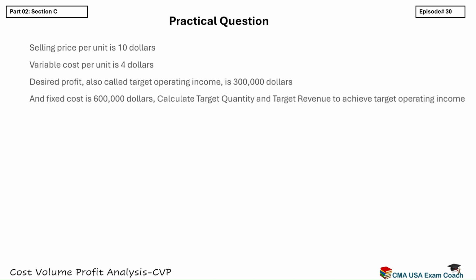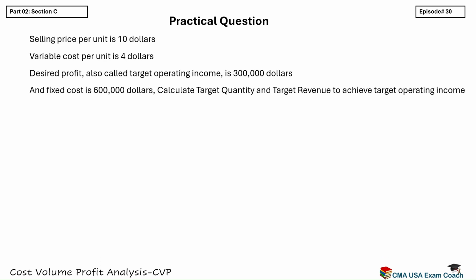Selling price per unit is $10. Variable cost per unit is $4. Desired profit, also called target operating income, is $300,000. And fixed cost is $600,000.